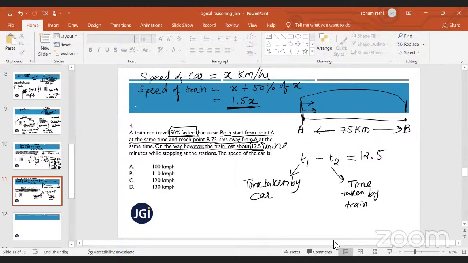Time taken by car is what? Time T is distance upon speed. So distance is 75 upon x. This one is 75 upon 1.5x. This minus this should be equal to 12.5. Now wait a minute. This is in kilometer per hour. This is in kilometer. This is in kilometer. This is kilometer per hour. So you need to convert minute also into hour. You cannot write 12.5. You have to write 12.5 by 60.